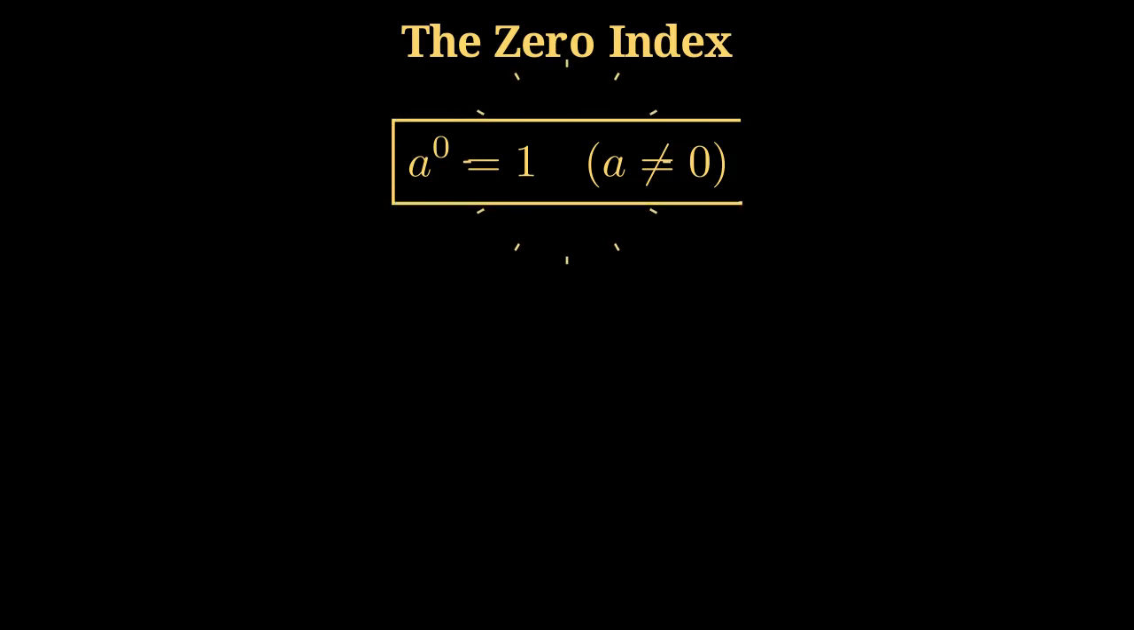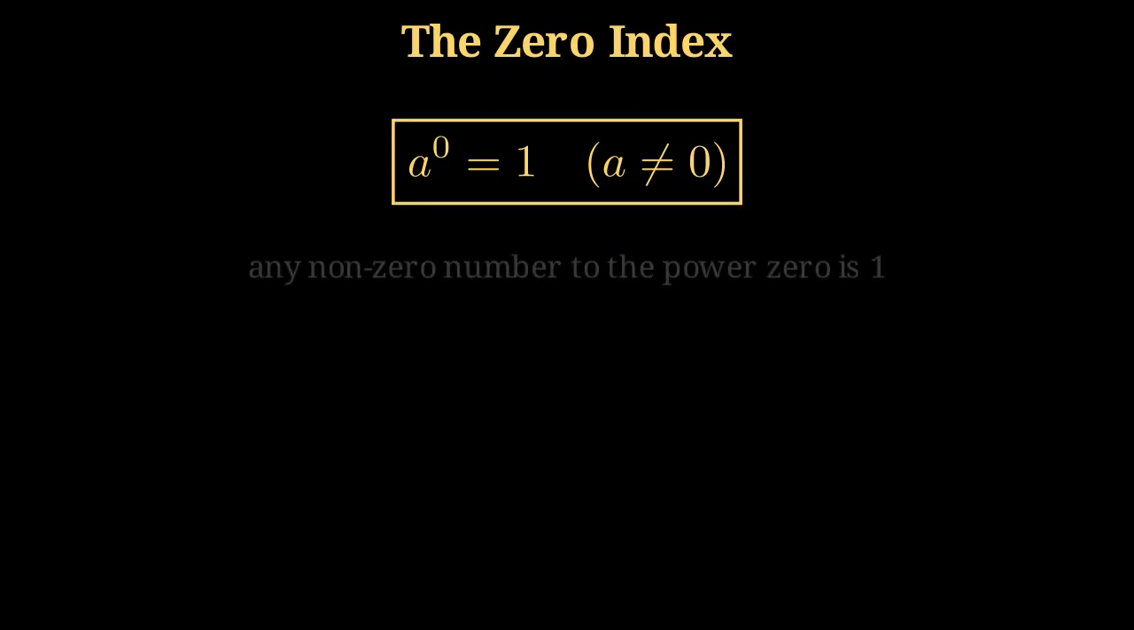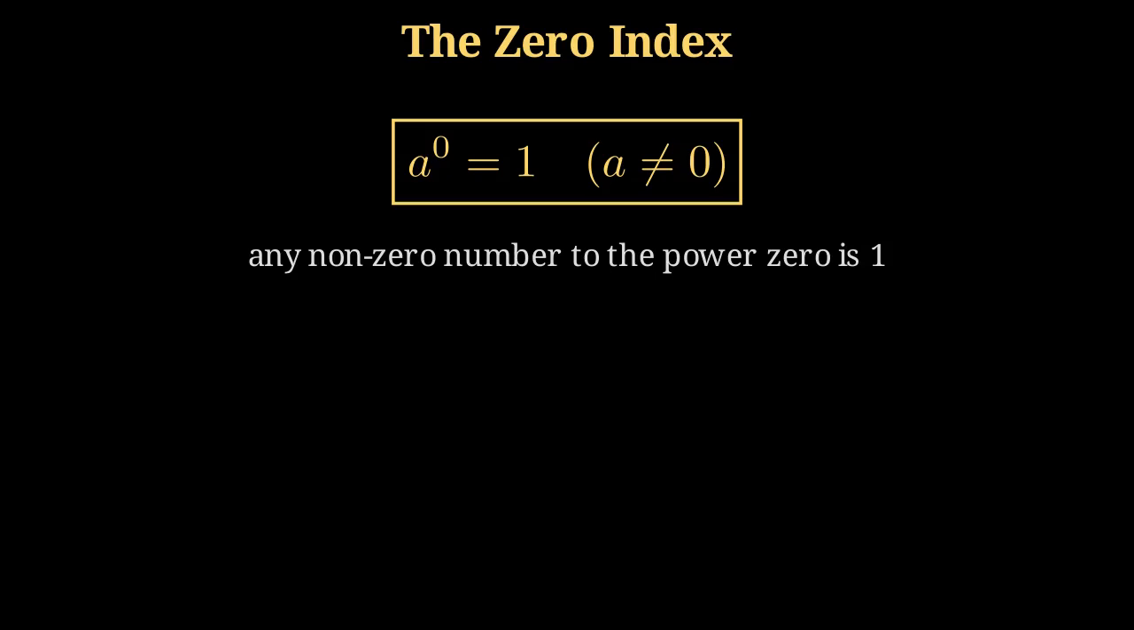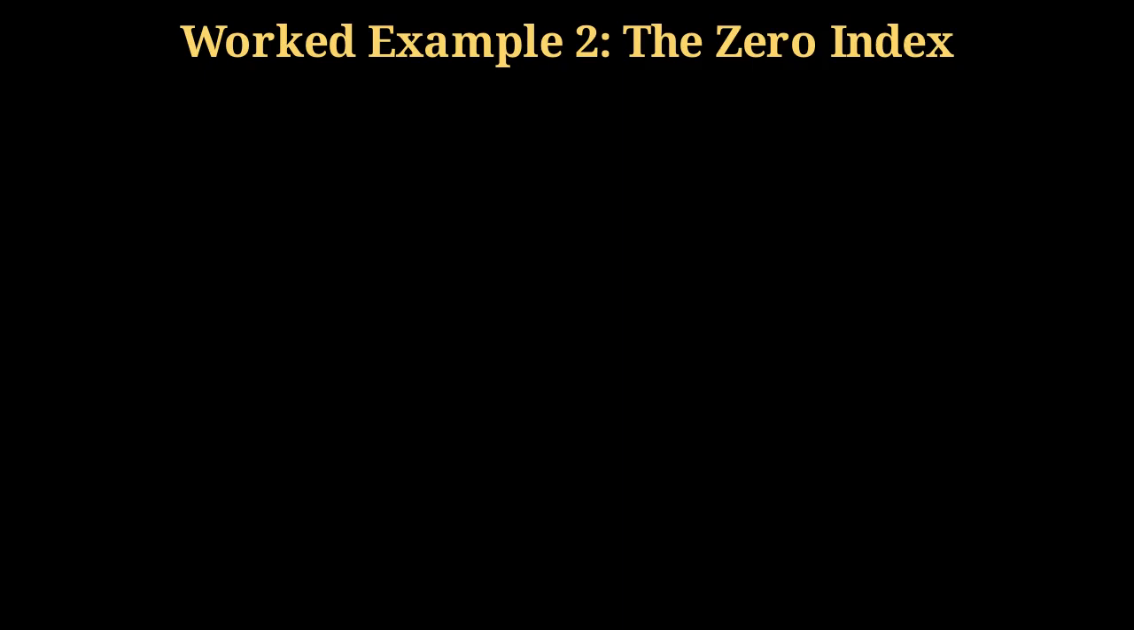And there was nothing special about 6, the same works for any base. In general, any non-zero number raised to the power 0 equals 1. That answers our opening question. 5 to the power 0 is 1. Worked example 2, the 0 index in action, 3 quick ones. A. 9 to the power 0, straight from the rule, 1. The size of the base makes no difference at all.